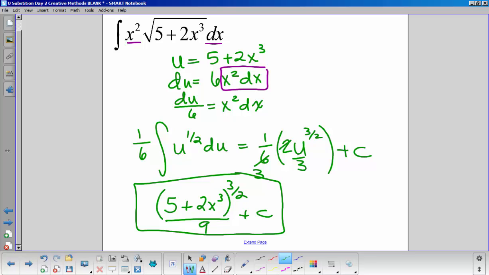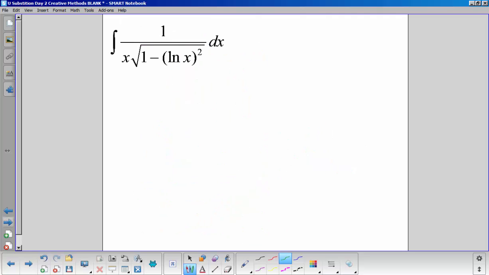Next one. Those were two pretty simple examples. All right, on this one, got to get a little bit more creative. Do you see a function and its possible derivative? So what are we going to let u be? ln x. Good, because du, the derivative of ln x, is 1 over x dx. And I do have the 1 over x in here, even though it might not look like it.